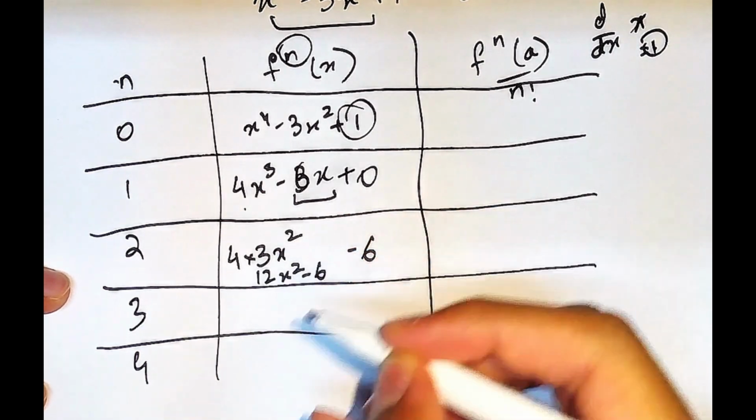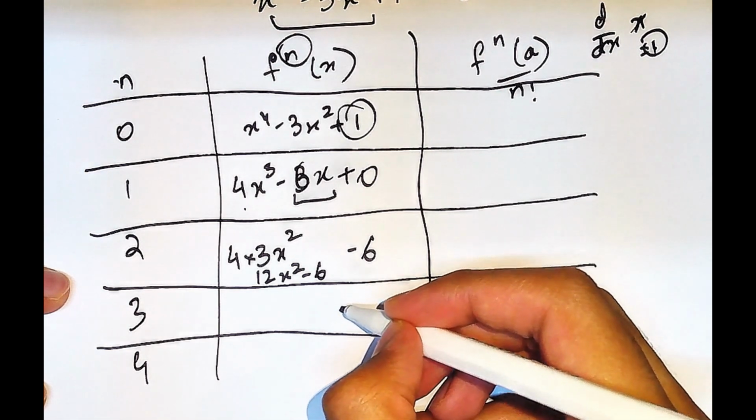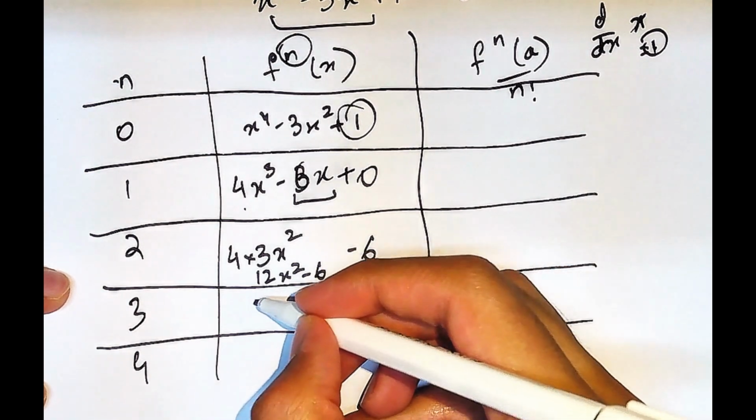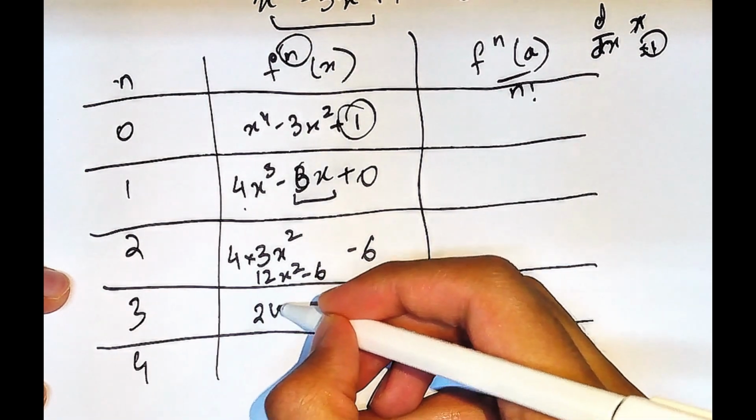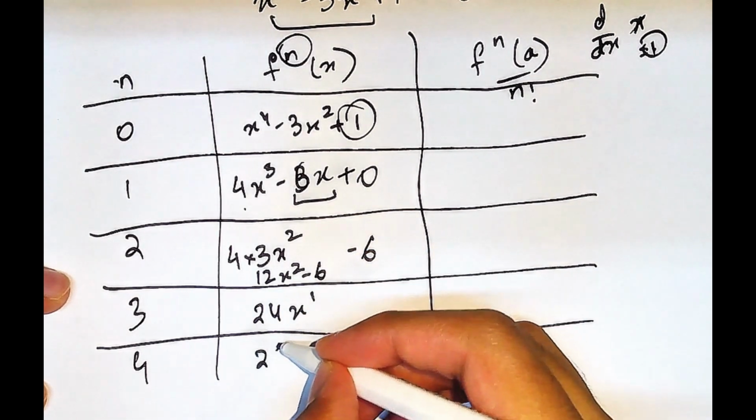12x^2 - 6. Then the third derivative, the derivative of negative 6 will again be 0 because it is a constant. The derivative of 12x^2 will be 12 multiplied by 2, which is 24x, so 2 minus 1 would be 1. Then the derivative of 24x will be 24.